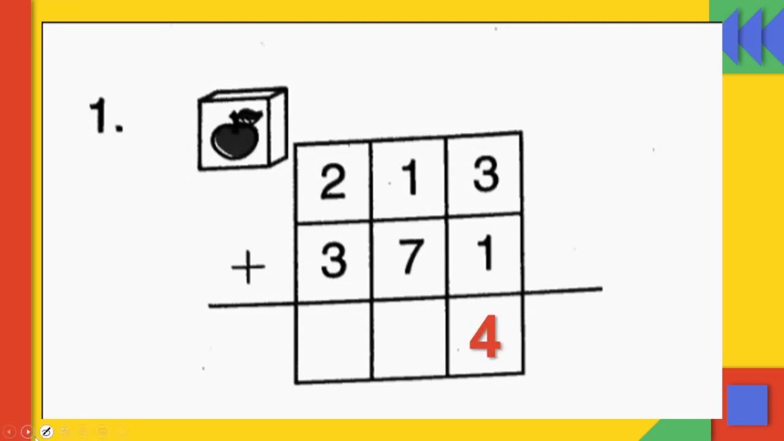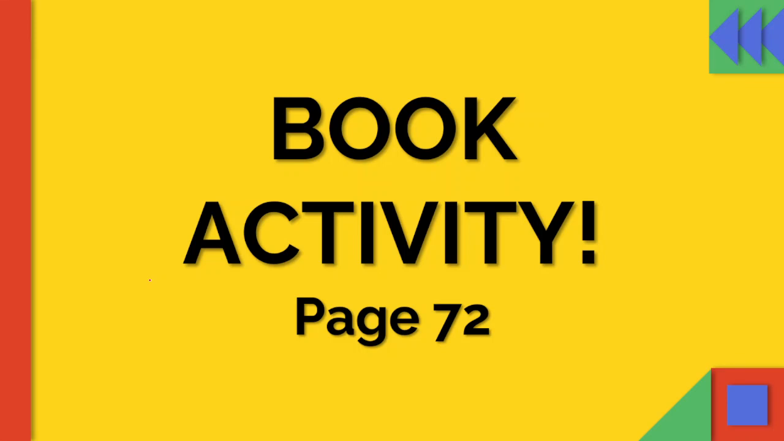So, 3 plus 1 is 4. And then, 1 plus 7 or 7 plus 1 is, yes, it is 8. And 3 plus 2 or 2 plus 3 is 5. Okay? So, you will answer your book activity and you're going to send the image of your answer to me through Messenger. Okay? Thank you, and this is our lesson for Math 2 Module 2 Addition without Regrouping.